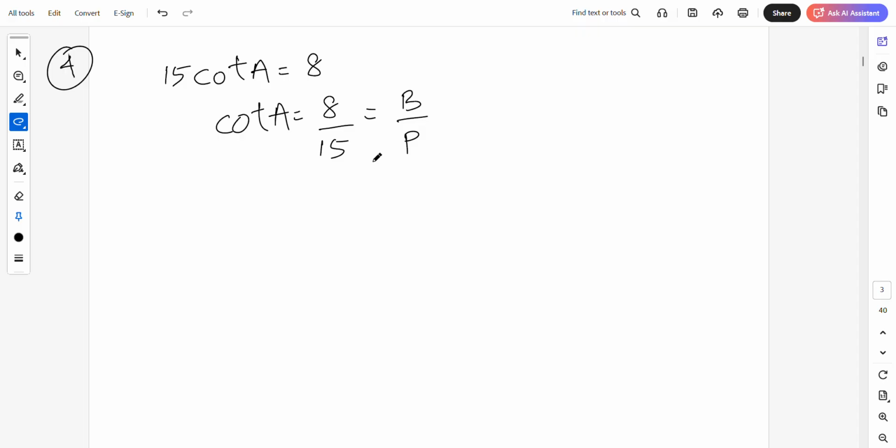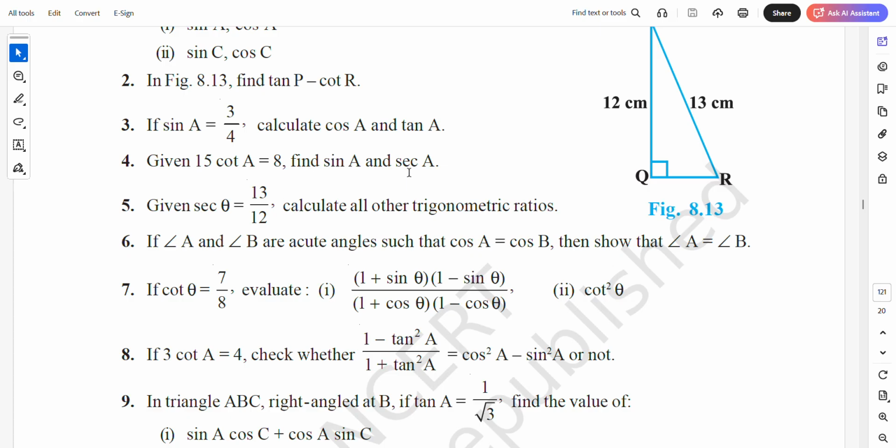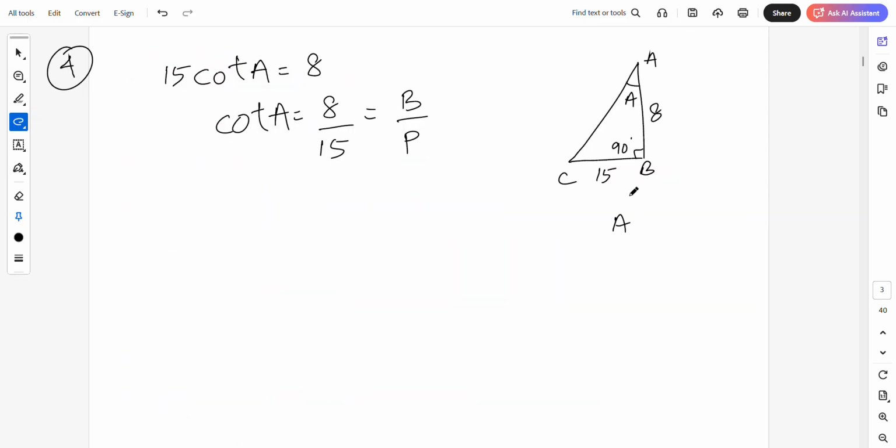Base by perpendicular. So, in a triangle ABC, right angle at B, this is 90 degrees. This is A, and the base is 8. Base by perpendicular, perpendicular is this one, 15. Now we are supposed to calculate AC. We are supposed to calculate sin A and secant A. The first thing is to calculate the unknown side, that is the hypotenuse.